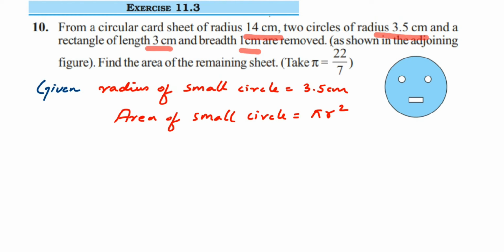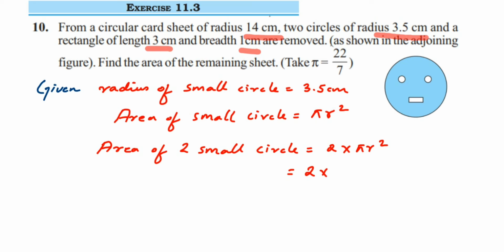So area of two small circles will be 2 into pi r square, because two circles are there. We're finding for two circles, so twice it will become. So this is equal to 2 into pi value is 22 upon 7 and the radius here given is 3.5. So 3.5 multiplied by 3.5. Now we're going to cancel 7 and 3.5.